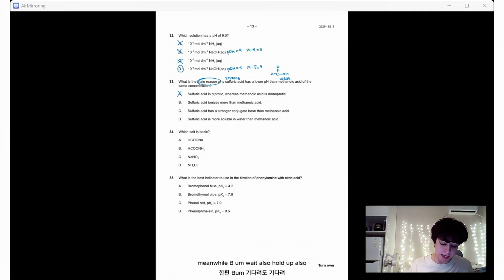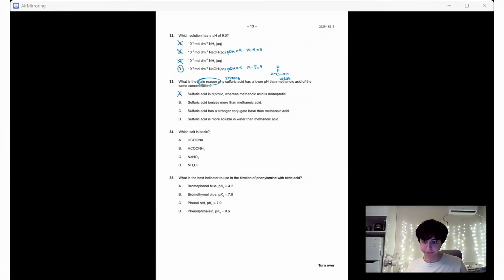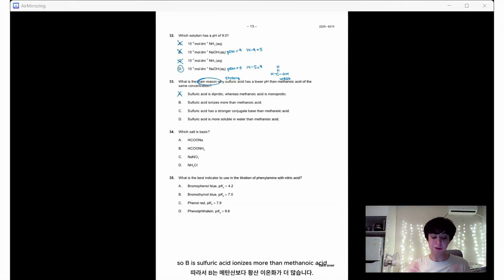Also, hold up. If you had something of the same concentration, and we're forgetting the strong and weak acid thing for a second, sulfuric acid being diprotic means it would take twice as much concentration to reach a lower pH. So actually, that reasoning doesn't even make sense. Anyways, B is sulfuric acid ionizes more than methanoic acid. That's just the definition of a strong acid.